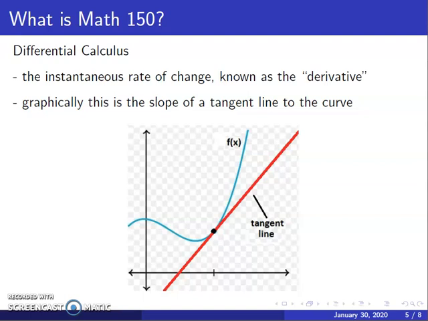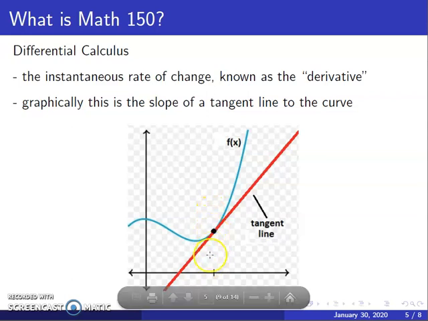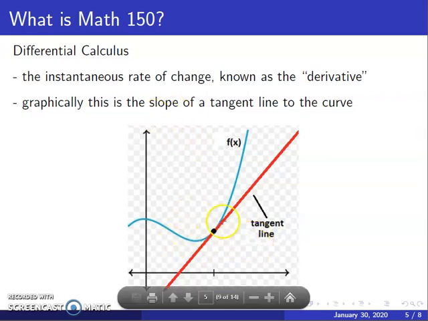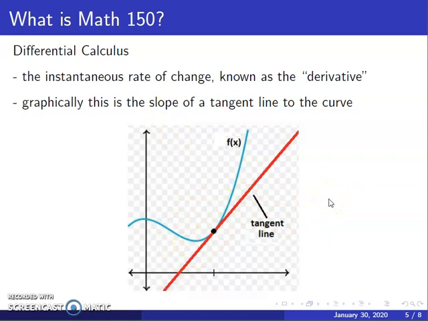Graphically, this is big. It's good to see this now. Graphically, it's the slope of a tangent line to the curve. So I've got this curve f of x in blue, and if I want to know how fast my function is changing at a given instant, say this instant right here where this dot is, I would draw this tangent line, as we call it, in red. It moves in the same direction as the curve, just grazes by. The slope of that tangent line is how fast my curve is moving at that instant.